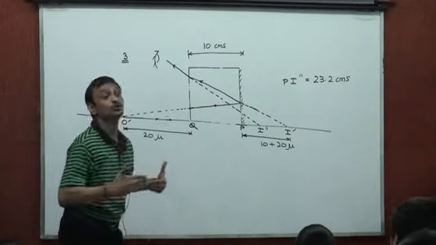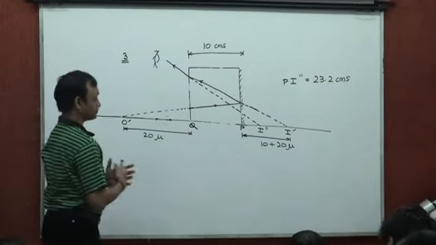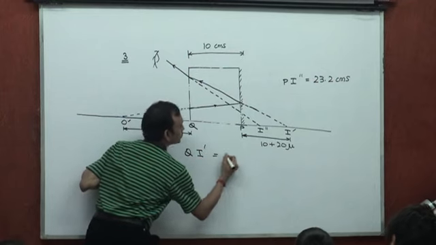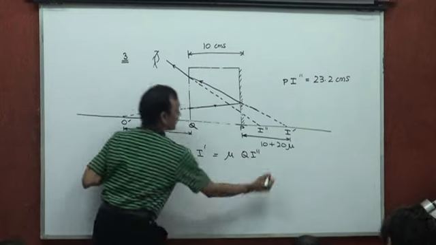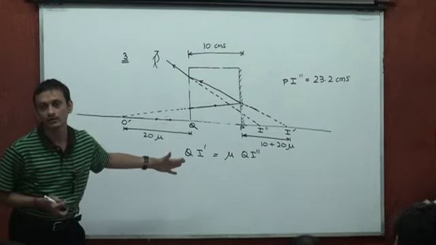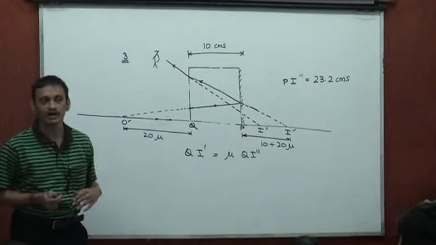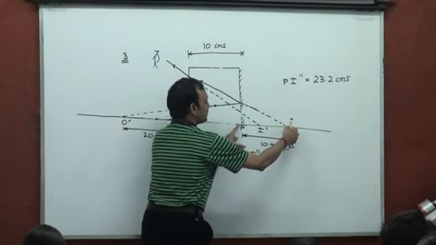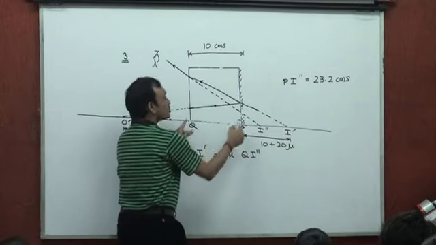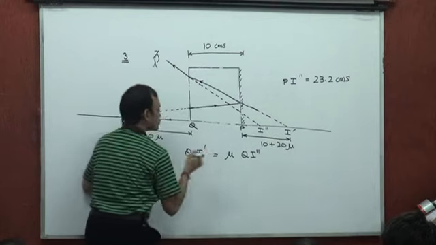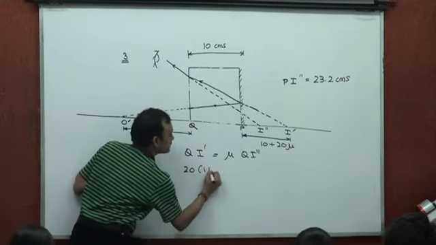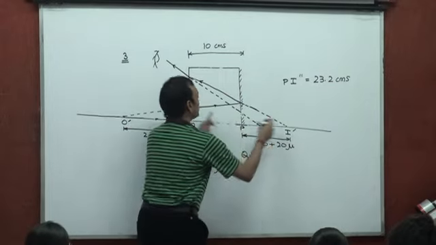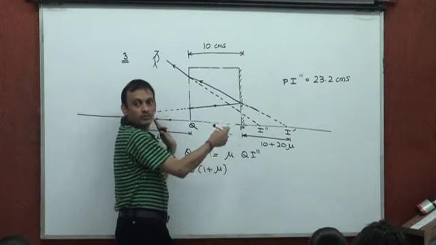And which one is larger? QI prime is larger. That means I can say that QI prime would be mu times QI double prime, because from the figure QI prime is larger than QI double prime. But what's QI prime? QI prime is 10 plus 20 mu plus 10, so 20 plus 20 mu. So QI prime is 20 into 1 plus mu. 10 plus 20 mu plus 10 is 20 plus 20 mu.